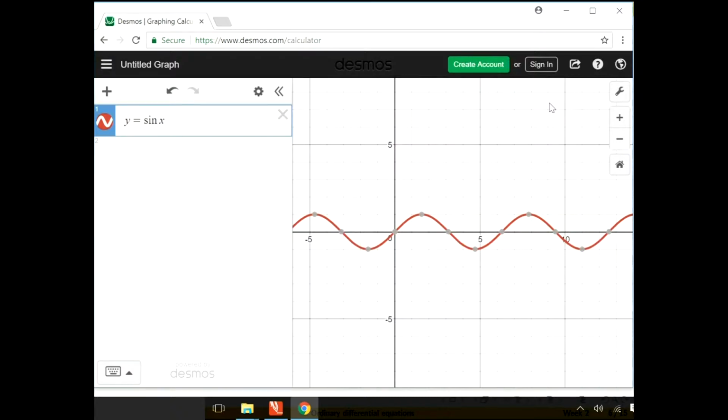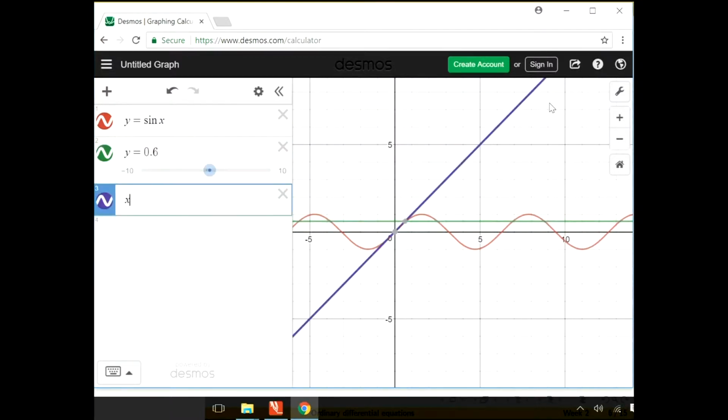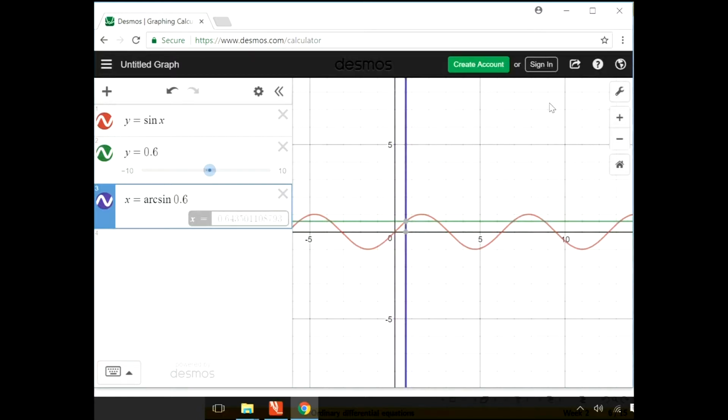So sine of something is a given number. So this is the graph of the function y equals sine x, and then suppose that y equals, let's say just for the sake of the example, 0.6. And so how do we find x? So what is x? Well, we know that sine of x is 0.6. So which means that x equals arc sine, inverse sine, of 0.6 is going to work.